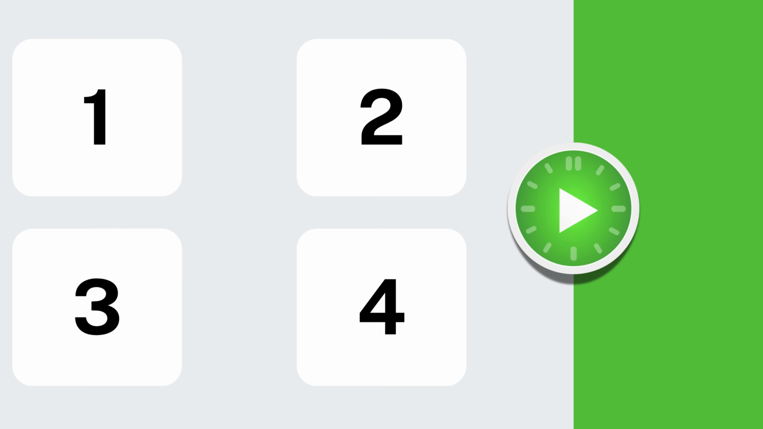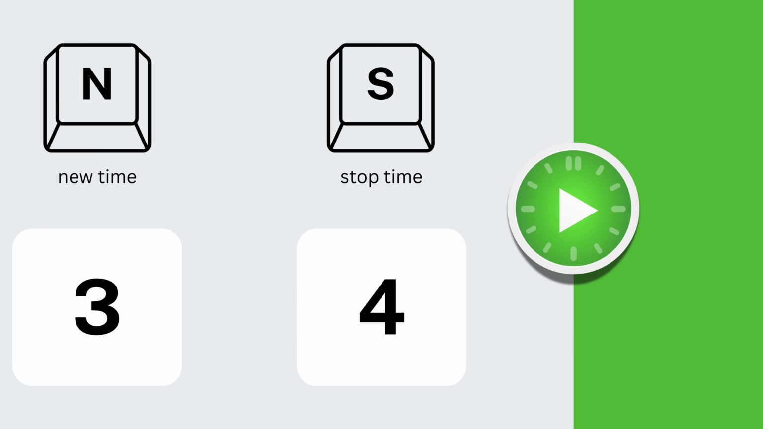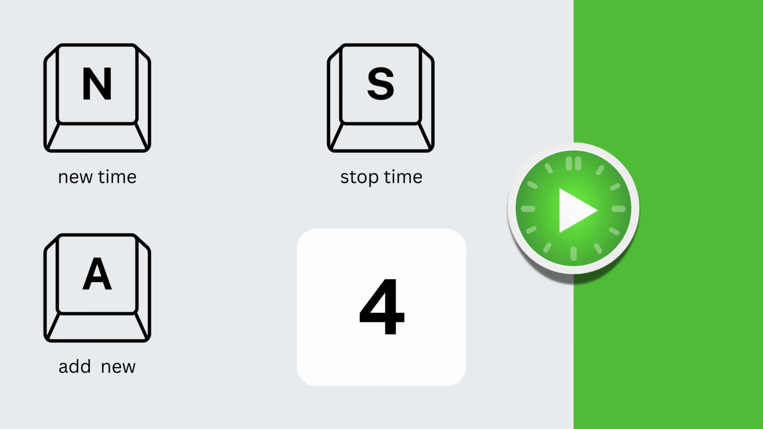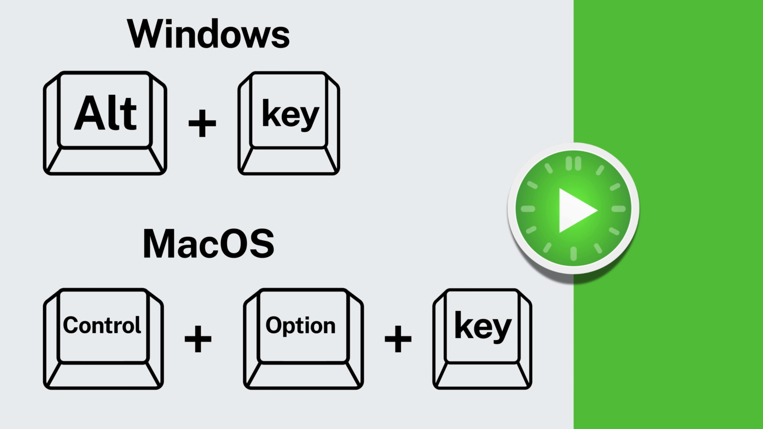Just memorize the following. For time entries, N stands for a new timesheet, and S for stopping the timer. Then the A stands for adding and opens a page-specific Create dialog. The H helps by opening the user manual. To use these shortcuts, simply press Alt plus the corresponding Access key on Windows, or press Control and Option plus the Access key if you are using Mac.